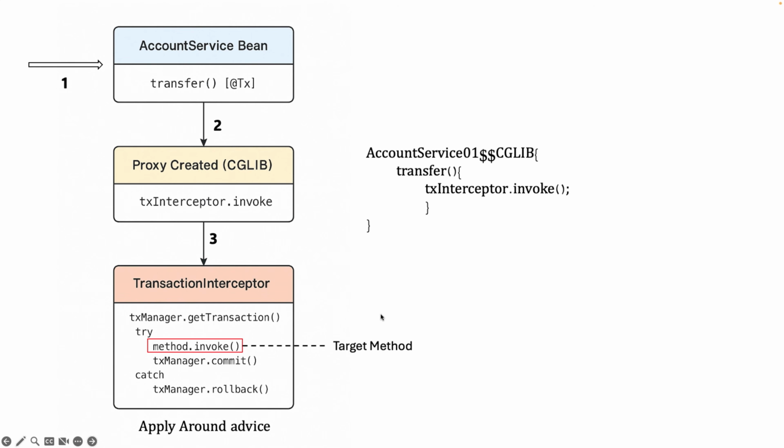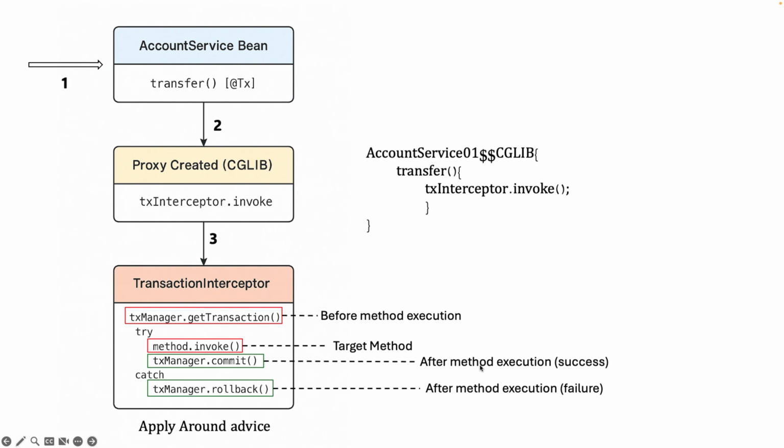Before it executes the transfer method, it creates or gets the transaction. That is before method execution. Then it will execute your target method. After that, if everything is success, it calls after method execution on success, and on failure, it will do the rollback. Can you see this signature? Isn't it around advice? Method.invoke, this is the target method. Before that, it executes get transaction. After that, it executes either commit or rollback based on success or failure. Okay, this is what Spring does internally.